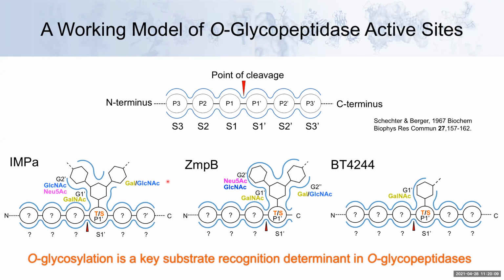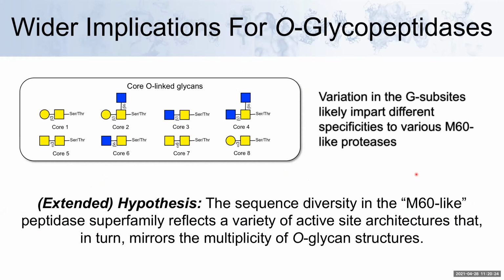So putting this all together, it's clear that O-glycosylation is a key substrate recognition determinant in these O-glycopeptidases. And what's more to the point is that differential recognition of different kinds of glycans seems to be providing specificity to these enzymes. And of course, this makes sense because there's a variety of different core O-linked glycans that these enzymes could potentially encounter. And these then again would all have their own sets of elaborations.